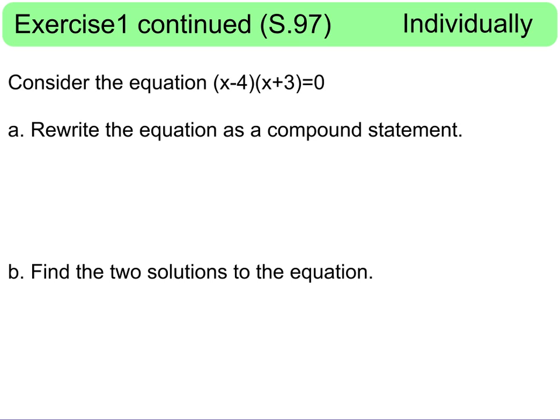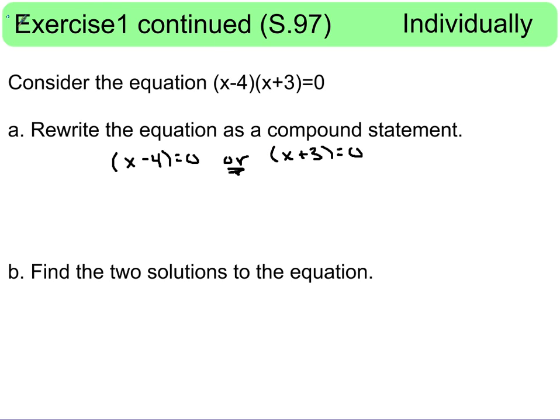So in exercise 1, one of the examples that was looked at in class is to consider the equation x minus 4 times x plus 3 equals 0. And so they want us to understand this notion of or and to rewrite the equation as a compound statement. So in doing that, we will end up writing x minus 4 equals 0 or x plus 3 equals 0. The emphasis is on the or. Again, because if either one of these things goes to 0, then the entire equation will go to 0.